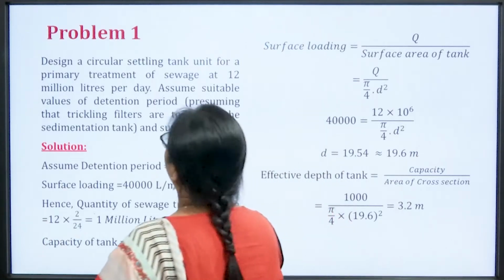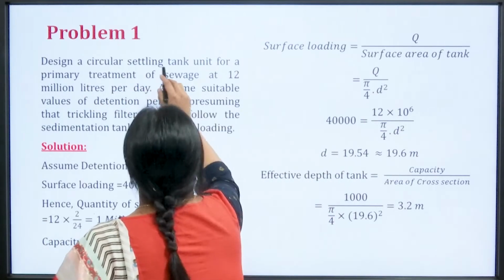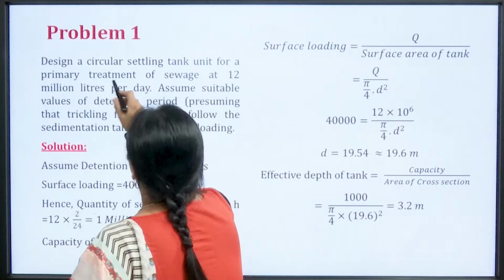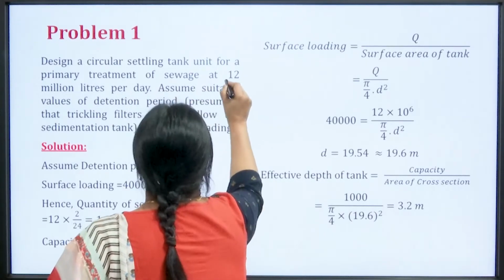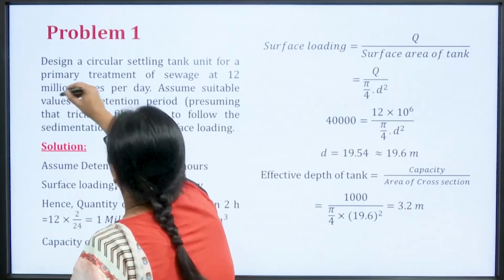So, what is the problem here? Design a circular settling tank unit for the primary treatment of sewage at 12 million liters per day.